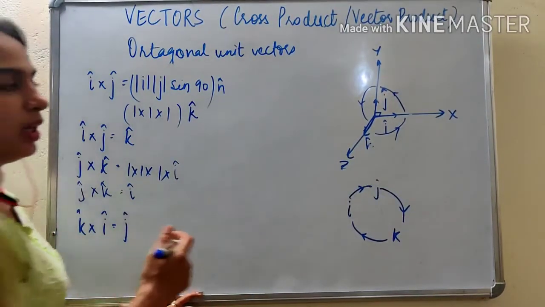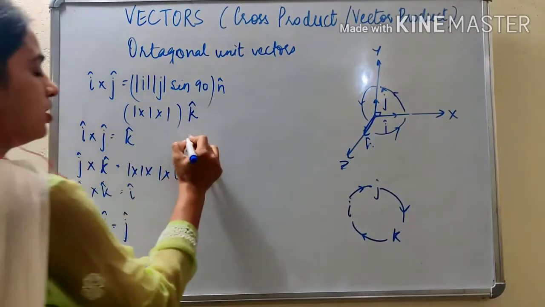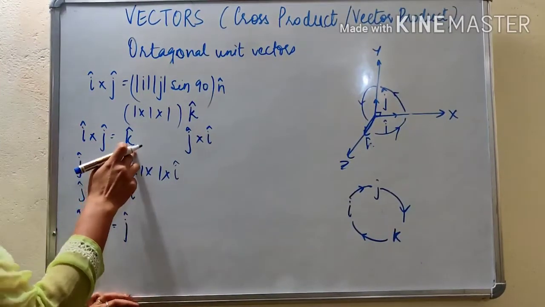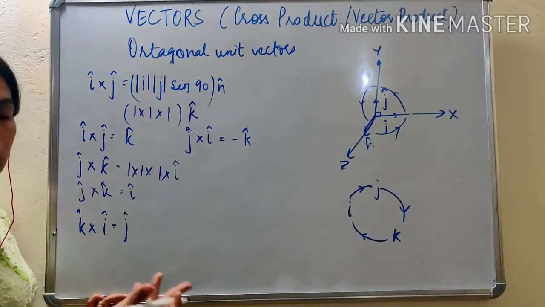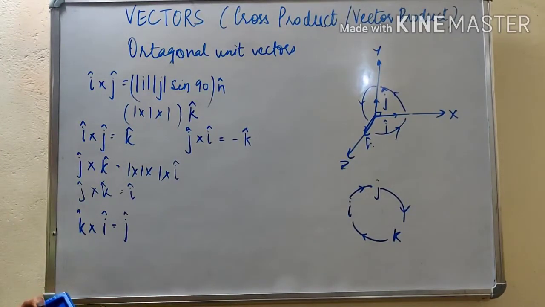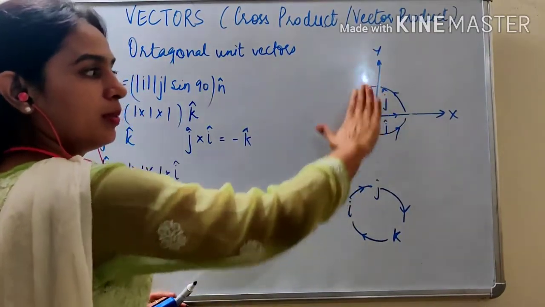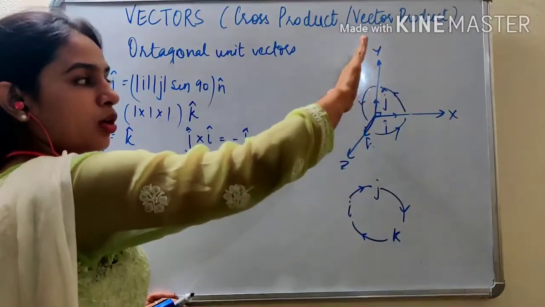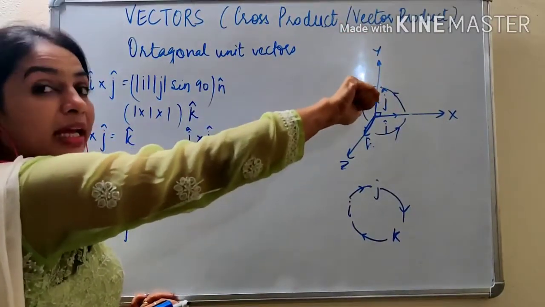Similarly, if I ask you to find j cross i, what will j cross i be? i cross j is k cap, so j cross i will be minus k cap. We studied that a cross b is equal to minus of b cross a. Now you can also see it for j cross i. Where is j? j is here, in the positive y direction, and i is here. So j cross i, from j to i, is in the negative z direction.